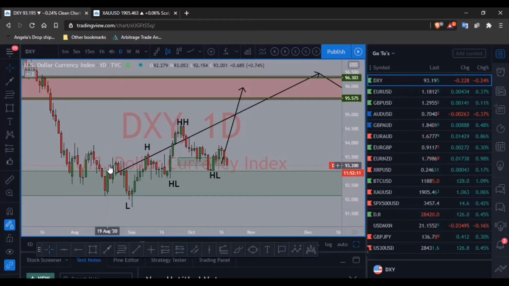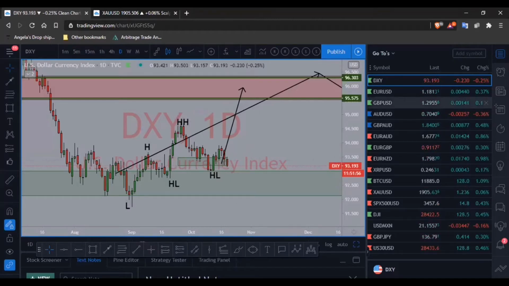That's what I look for, just intraday or day trade setups. I mean, sometimes we find swings, sometimes we don't. We're just looking for opportunities that we could find in the market Tuesday morning. So let's go ahead and get started with the DXY as per usual.